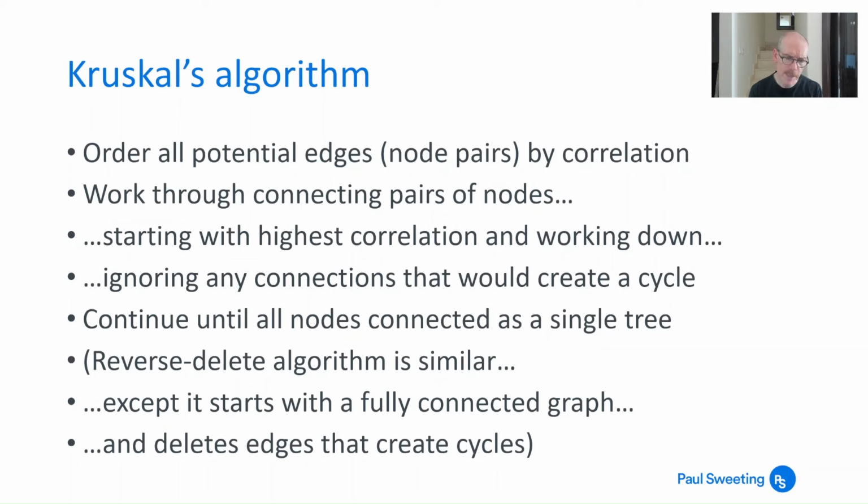Now, there's another algorithm which is similar to this called the reverse delete algorithm. And it's similar in that it starts from the other end. So it starts with a fully connected graph, which is cycles and everything. So every node connects to every other node, and then works through by deleting edges that create cycles, and it deletes the ones with the lowest correlations. And it continues until you are left with a fully connected tree with no cycles in it.